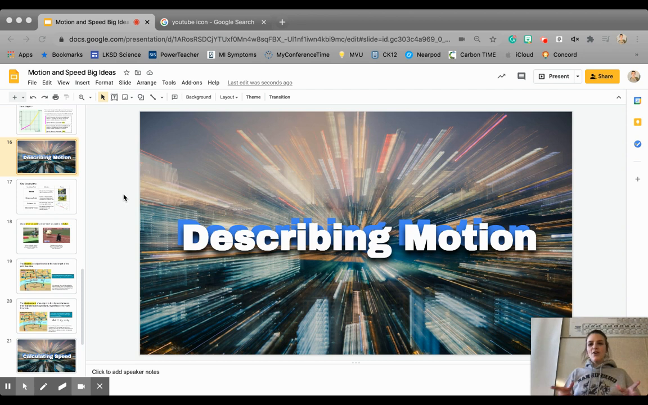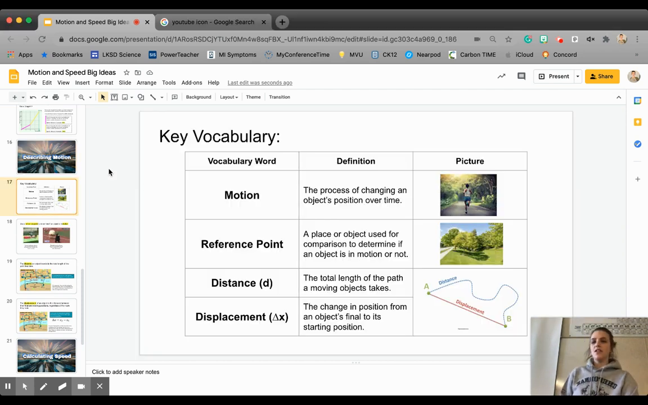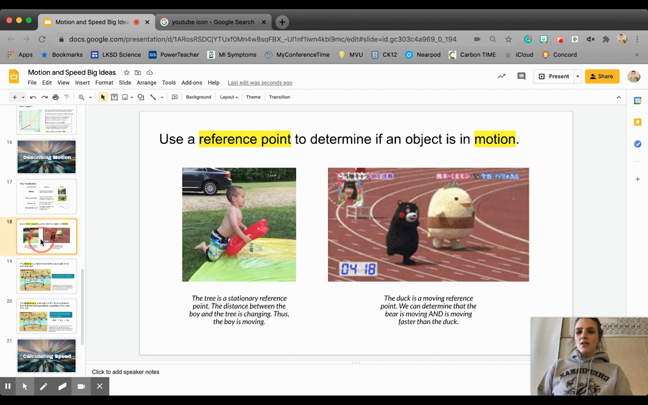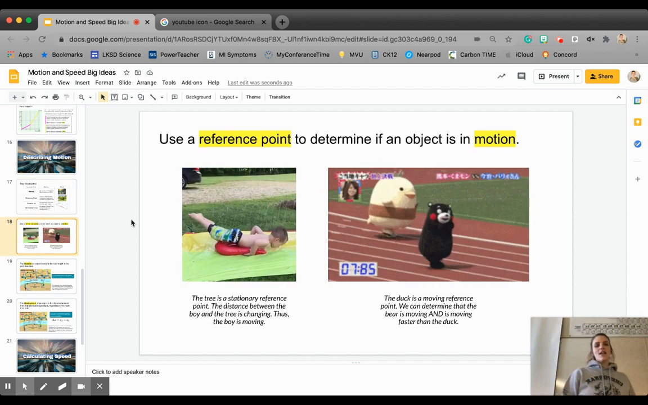All right, in this next video, I'm going to go over how we can describe motion. Some of the keywords that we want to know include motion, what a reference point is, and also what the difference is between distance and displacement. So I'm jumping over to slide 18, and we're going to talk about motion first.